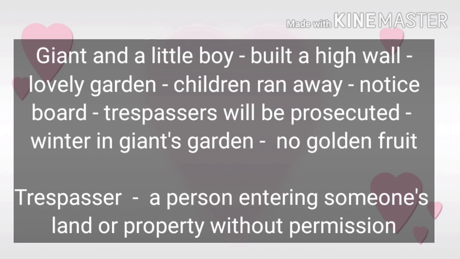Came the north wind and the hailstorm. Due to the giant's selfishness, autumn's golden fruits also did not come to his garden. As the seasons passed, even autumn's golden fruit did not come to the giant's garden. Why? Because there were no children in his garden.